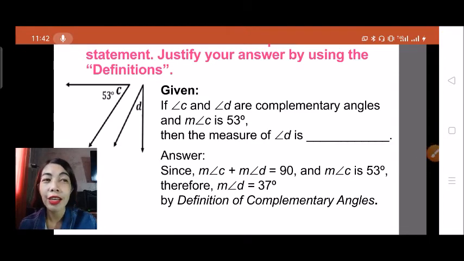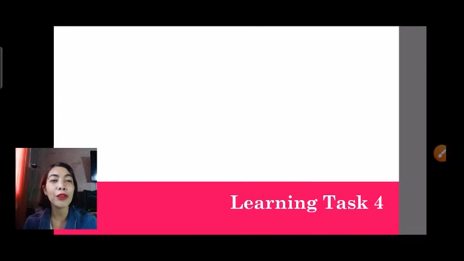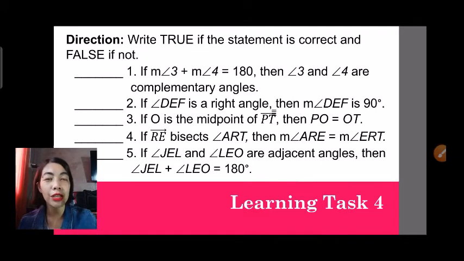Questions? Kung wala, gawin naman natin yung learning task 4. Prepare your learning activity sheet number 1 and do learning task 4, wherein you have to write true if the statement is correct and false if it's not. So, you will be given 3 minutes for this activity.